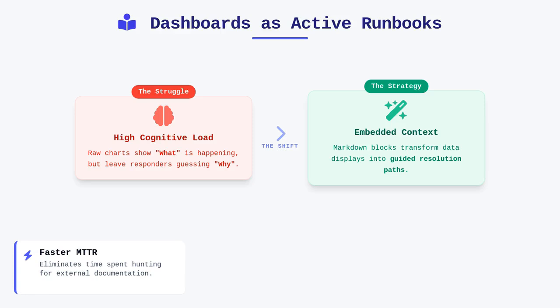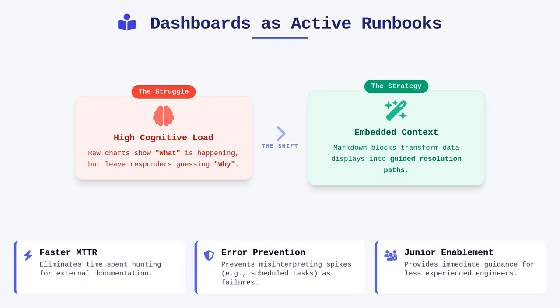You might wonder if adding text bloat is a concern, but when applied strategically, it provides the why behind the what that raw charts often fail to communicate. A well-placed header or a concise procedural note can prevent a junior engineer from misinterpreting a spike in latency as a system failure when it is actually a scheduled background process.